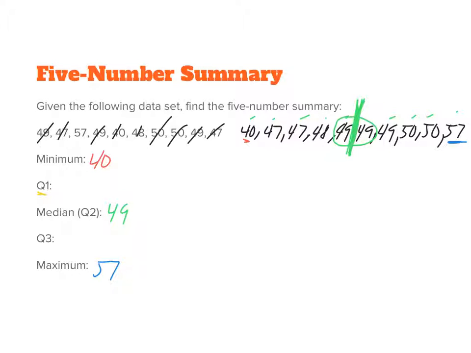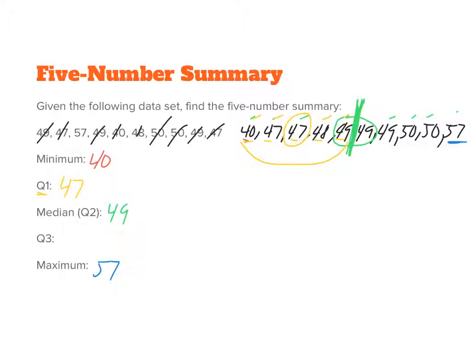For our quartile 1, I'm going to take all of the numbers to the left of where my median is. And I'm going to find the middle of those. You see how we have 5 numbers here? 1, 2, 3, 4, 5. I'm going to pretend that that is my smaller data set, and I'm going to find the middle there. So check one off, check one off, check it off, check off. My middle number for those smaller values is 47.